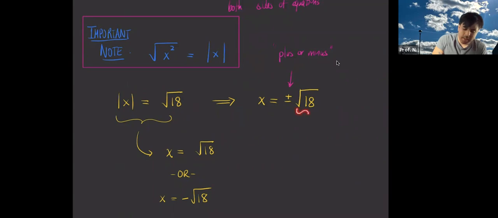And rad 18, can't we simplify this? How do we simplify rad 18? What two numbers multiply to 18 where one of them is a perfect square? 9 and 2, very good, Jalen. So we got 9, we got 2, and then square root of 9 is 3. So x is equal to 3 rad 2.